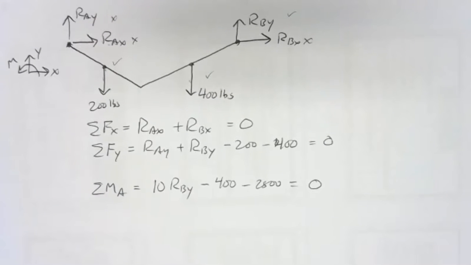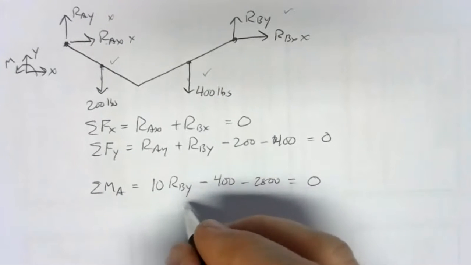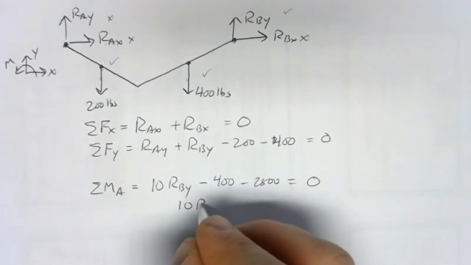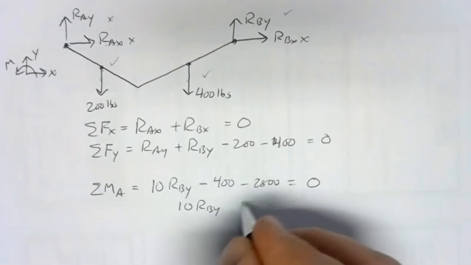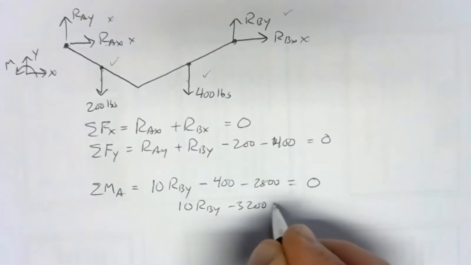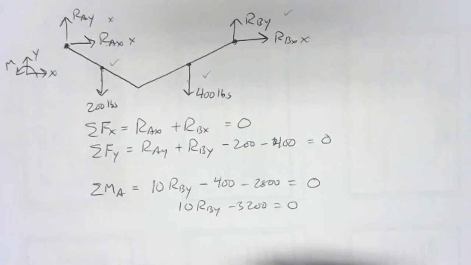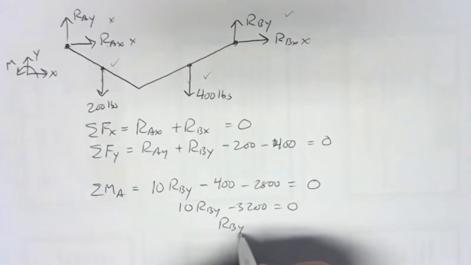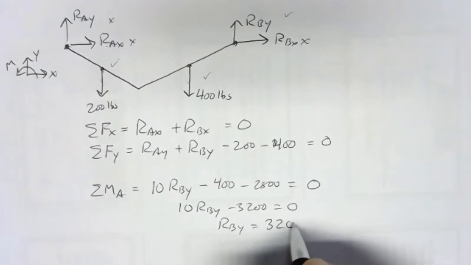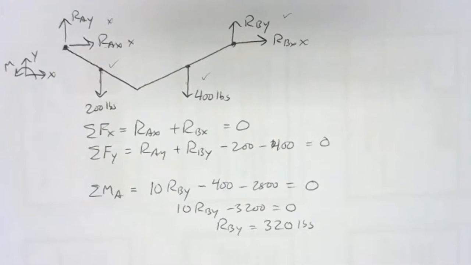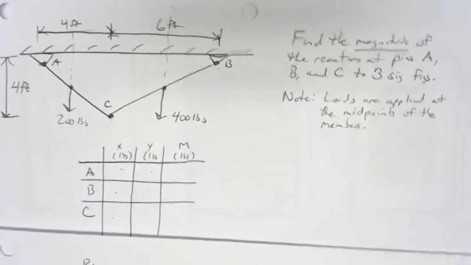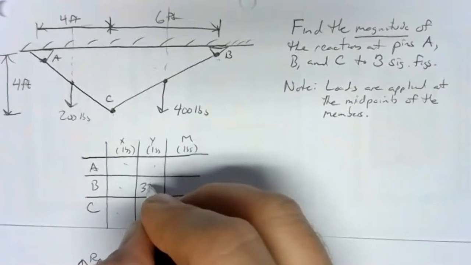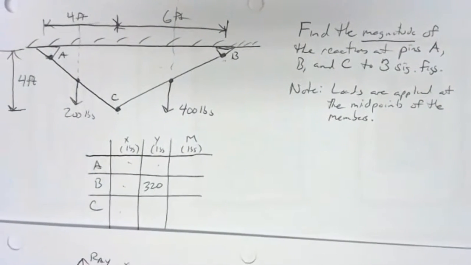Well, the moment equation looks like we're going to be able to solve. If we simplify that down, we've got 10 RBY minus 3,200 equals 0. Solving that, RBY is a positive 320 pounds. So we finally got a value we can plug in. RBY is 320 pounds.